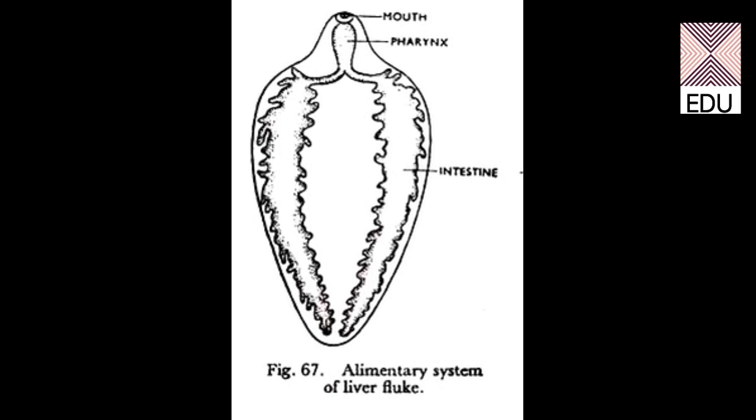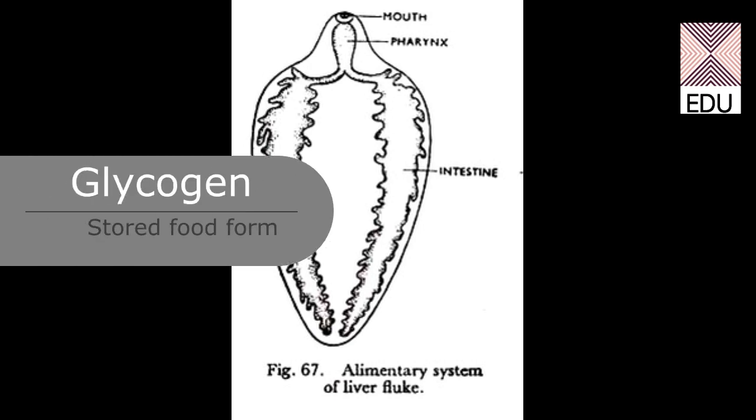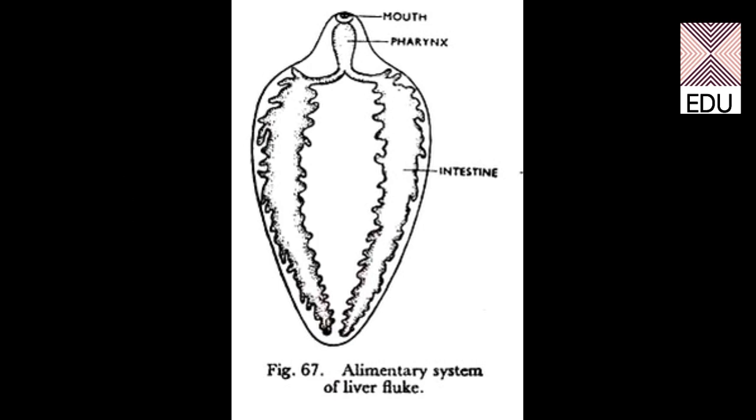Food is reserved in the form of glycogen and fats in the mesenchyme and the muscles. So here Fasciola hepatica can also store food in the form of glycogen. So students, that was all about the digestive system of Fasciola hepatica.